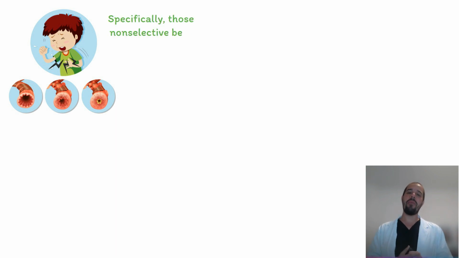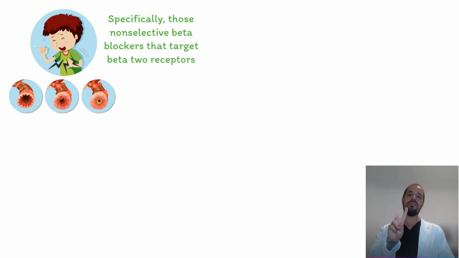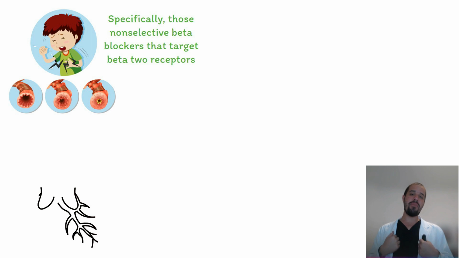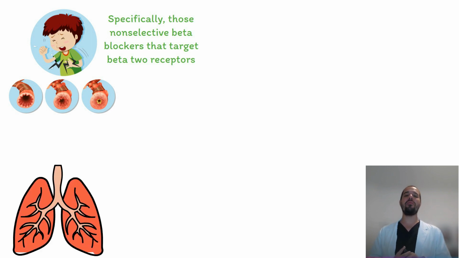The next most common side effect in relation to standardized exams is bronchoconstriction, specifically with those non-selective beta blockers. Remember, they target beta-2. We have two lungs. Beta-2 targeting beta blockers can cause bronchoconstriction.